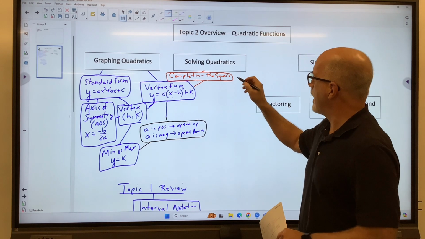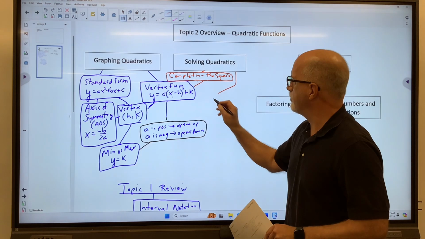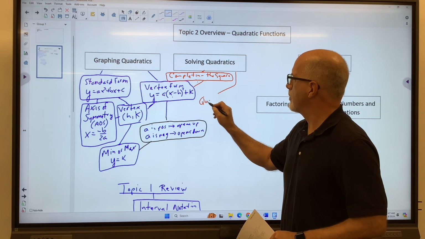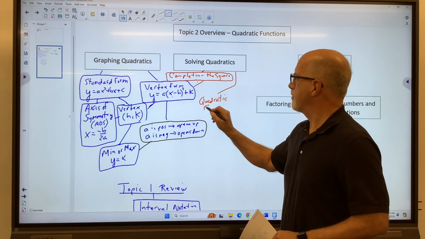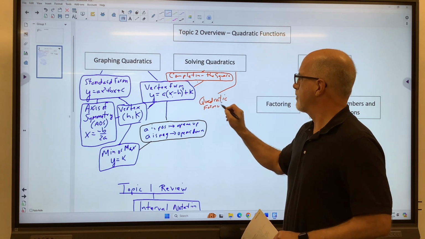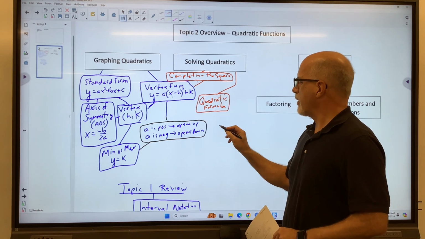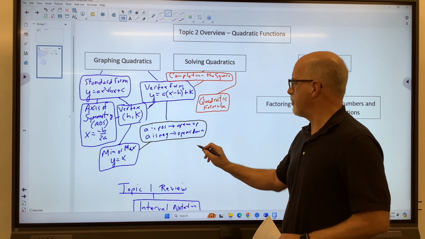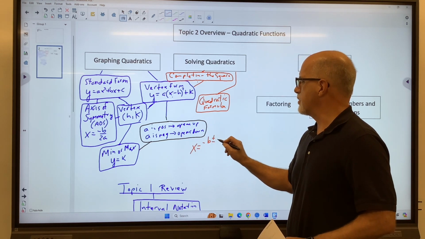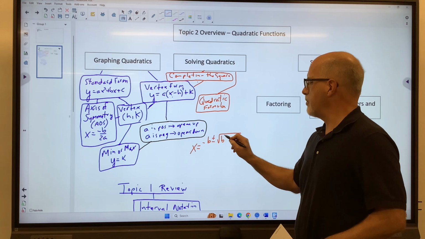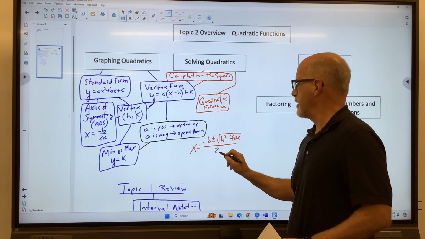All right, we also had for solving quadratics, we had the quadratic formula. The quadratic formula you have to have memorized. I'm going to put down here x equals the opposite of b plus or minus the square root of b squared minus 4ac all over 2a.